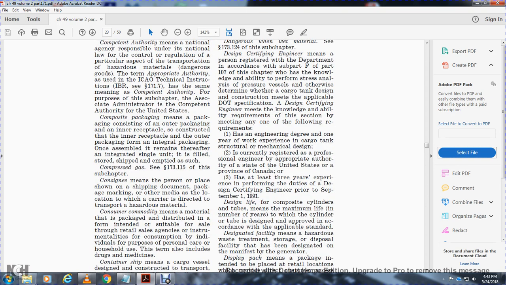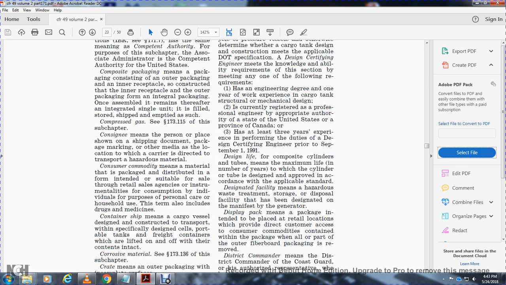Design life, for a cylinder or tube, means the maximum life within the number of years for which the cylinder or tube is designed and proven in accordance with the applicable cylinder specification. Designated facility means a hazardous waste treatment, storage, or disposal facility that has been designated on the manifest by the generator. Display pack means a package within the plate for the retail location, provided the customer has access to the commodities contained within the package when all or part of the outer fiberboard packaging is removed.